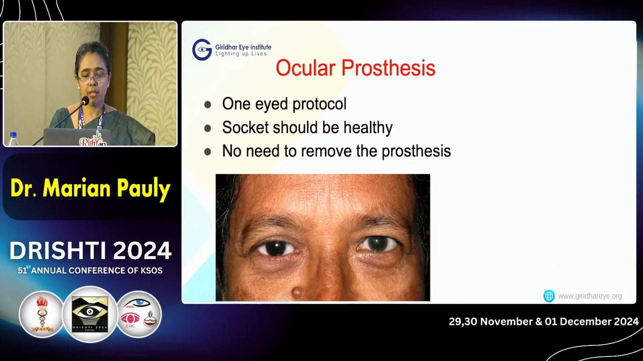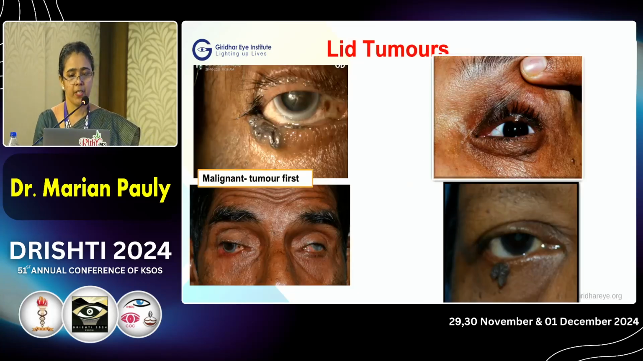Coming to ocular prosthesis, it is always follow the one-night protocol. Each institute will have a one-night protocol, and the socket should be healthy. There is no need to remove the prosthesis during the cataract surgery. Coming to lid tumors, so malignant lid tumors, always tumor first. Benign tumors, again discussion with the surgeon and the patient. You can go ahead with cataract and later on they can come for the tumor excision if they are interested.